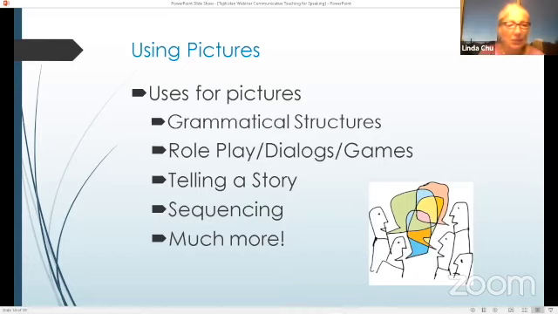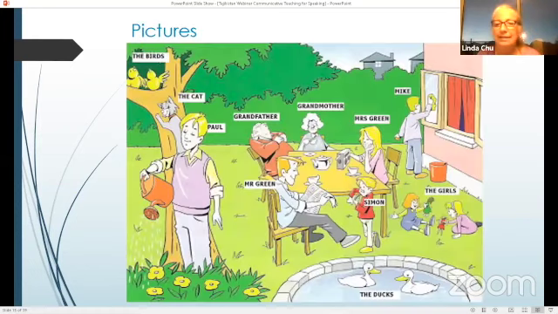Okay, using pictures. So using pictures is great for many things in the classroom: grammatical structures, role play, dialogue schemes, telling stories, sequence and putting things in order. And you will come up on your own with much more than that. So, for example, you can these days very easily pull pictures from the internet, right? It's very easy to find a lot of pictures.